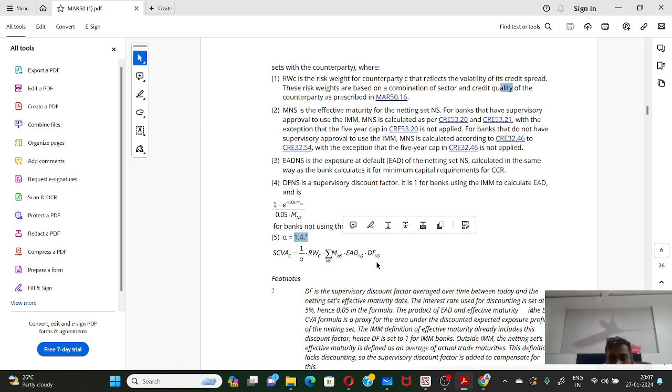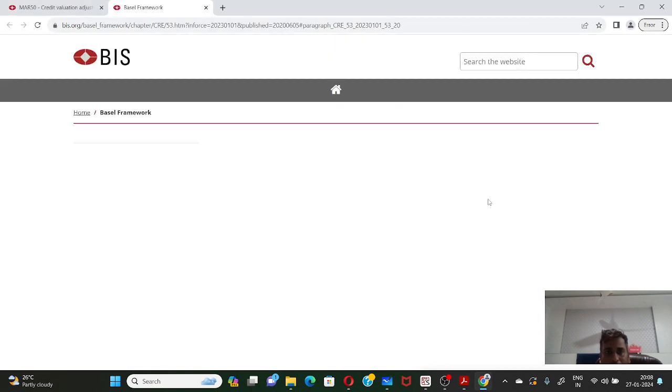Then the next element is MNS. MNS is the effective maturity of the netting set. For banks that have supervisory approval to use an internal model, MNS is calculated as per a given formula, with the exception of the 5-year cap. For banks that do not, it is calculated as per another formula, with the 5-year cap not applied. Let us try to see this. I have not seen this either.